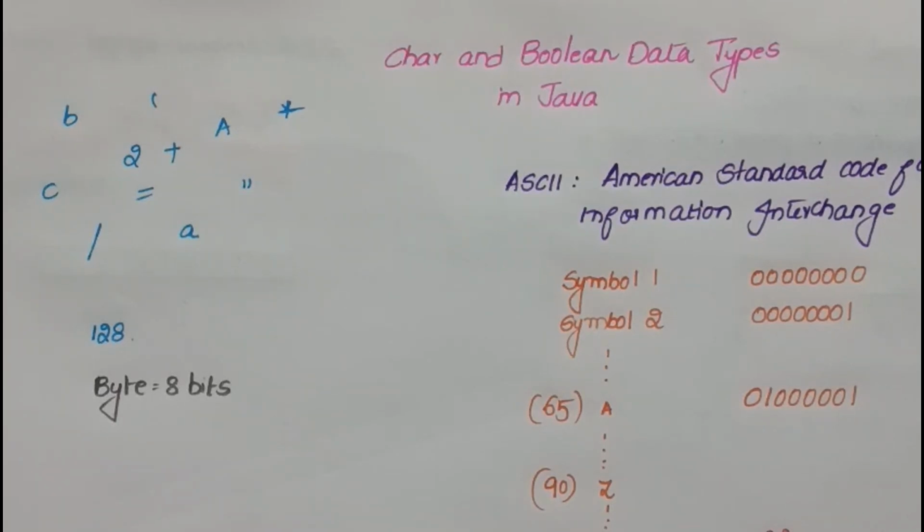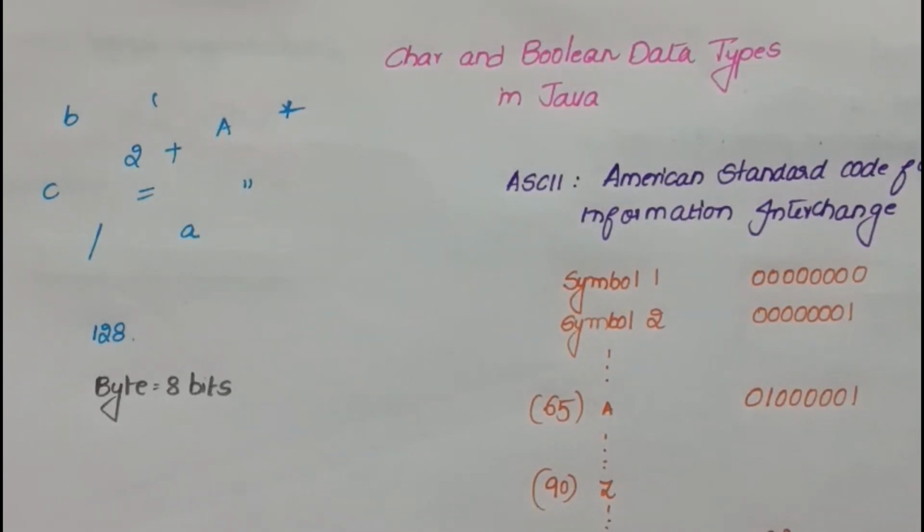A few videos back, we discussed data types in Java, int and float, how they get stored, and a few types of literals. The remaining two data types, char and boolean, let's discuss in this video. First, let's discuss the char data type.